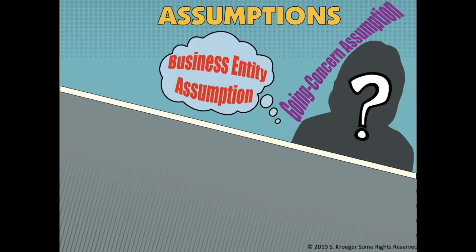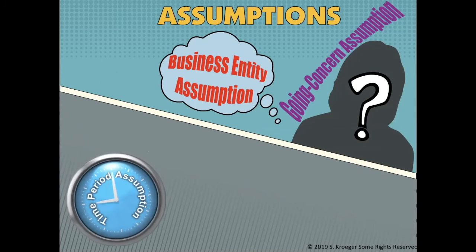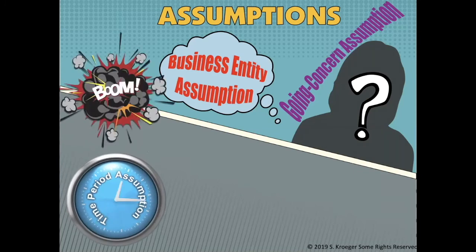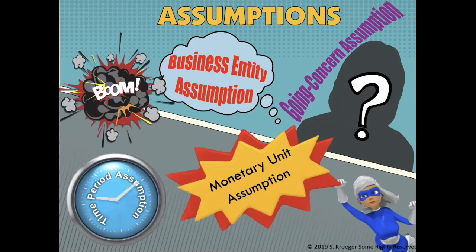Next, we have the business entity assumption. A business is accounted for separately from other business entities, including its owner. If I'm looking at the financial statements for company A, it's only on company A, not B, C, and D all added together. Next, we have the time period assumption. This presumes that the life of a company can be divided into time periods, such as months and years. Lastly, we have the monetary unit assumption, where transactions and events are expressed in monetary or money units.